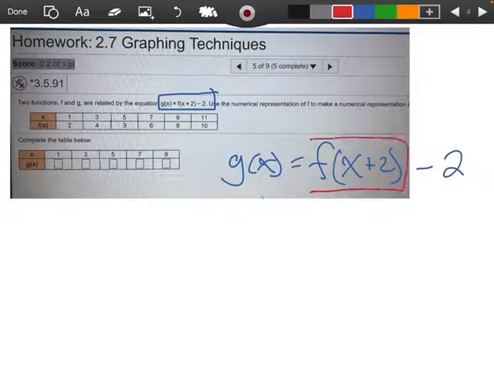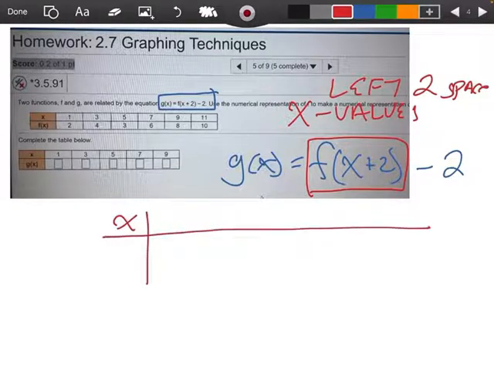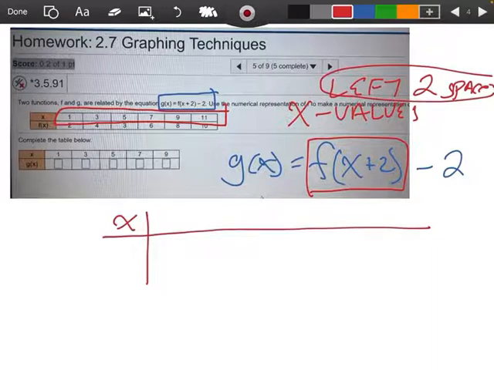This part right here means that we're going to be changing our x values. And even though it's a plus 2, we're actually going to move to the left 2 spaces, okay? So what does that mean I'm going to do? What I'm going to do is I'm going to make a new table that's going to look like this. And I'm going to take my original x values. And I want you to think about it. If I'm moving them to the left, I'm really subtracting 2 from each of those x values, right?